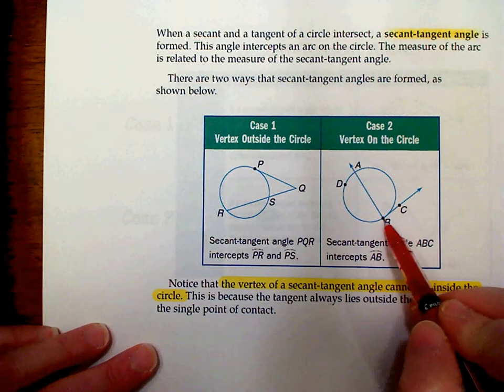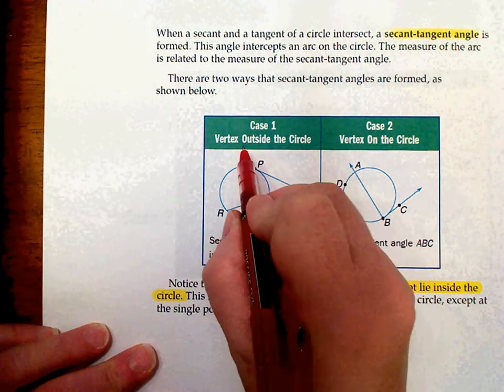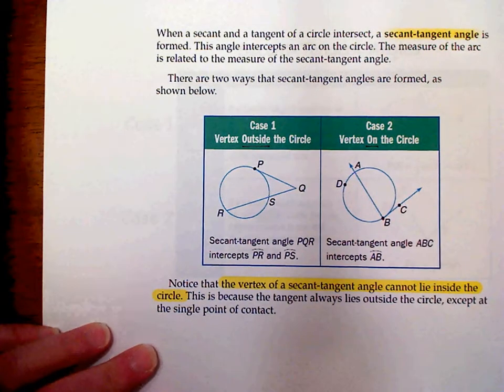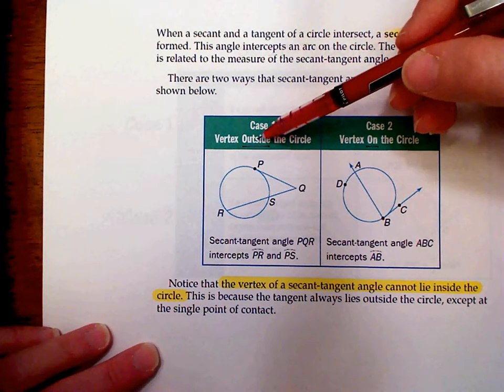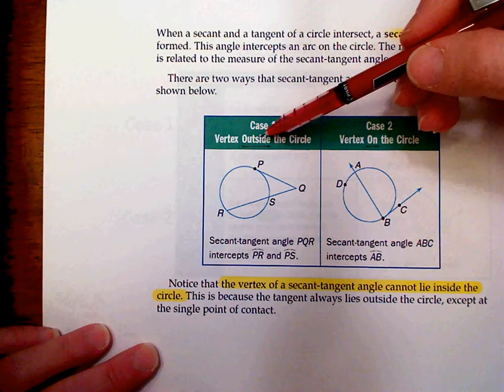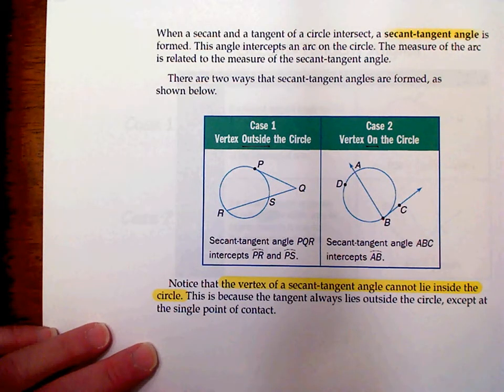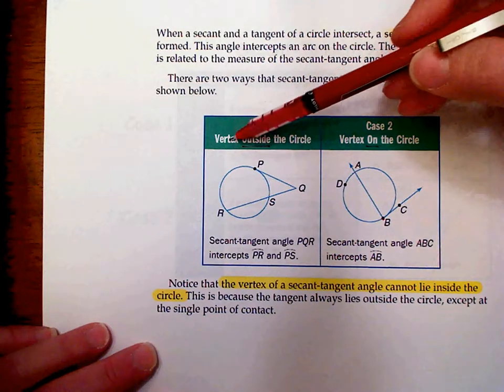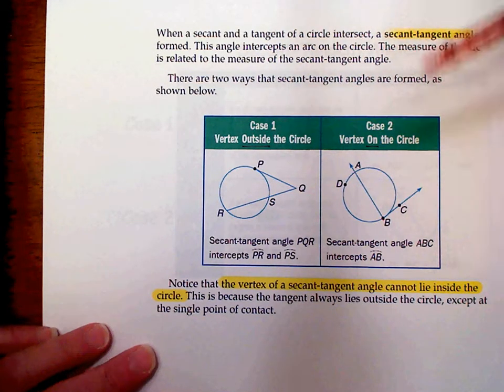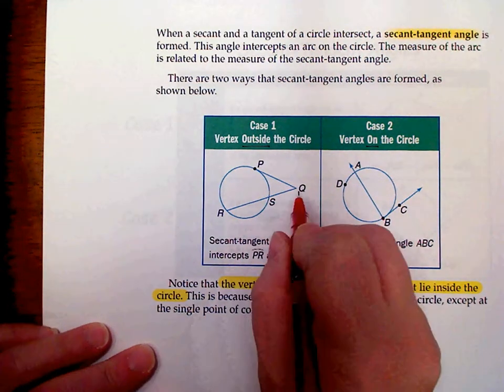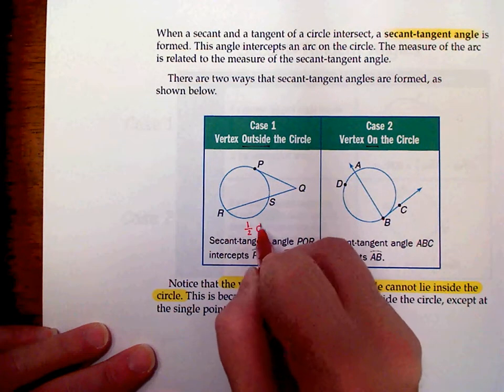Now, these are not new relationships because we've already learned about the relationship when we have a vertex outside the circle. It was the same with the secant angle. So again, it really doesn't matter what the names of the angles are. All that matters is where your vertex is. Every single time the vertex is outside the circle, to find the angle, you're going to take half the difference of the two arcs.